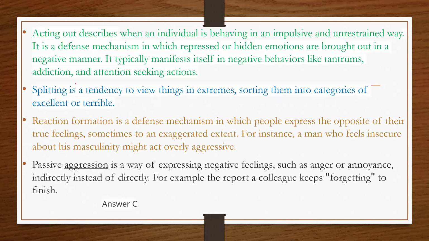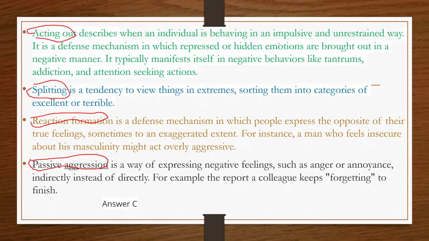So we have 4 psychopathologies here. One is acting out, another is splitting, another is reaction formation, and the next is passive aggression. These 4 were the psychopathologies given in this case. So what is acting out? Acting out describes when an individual is behaving in an impulsive and unrestrained manner.